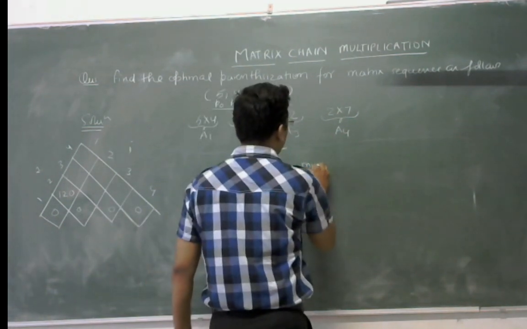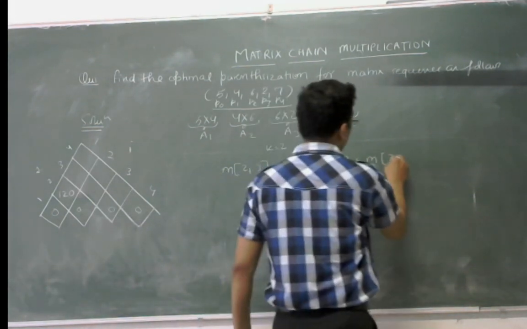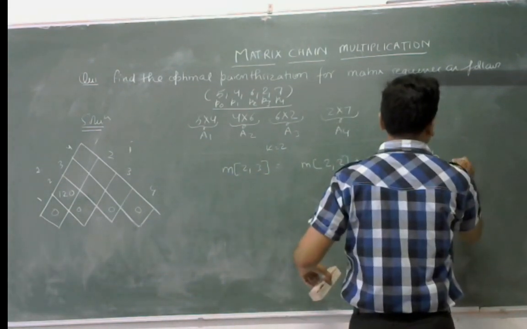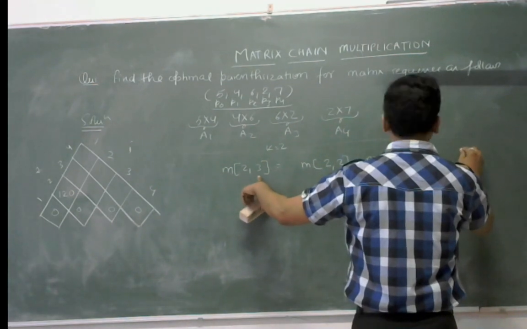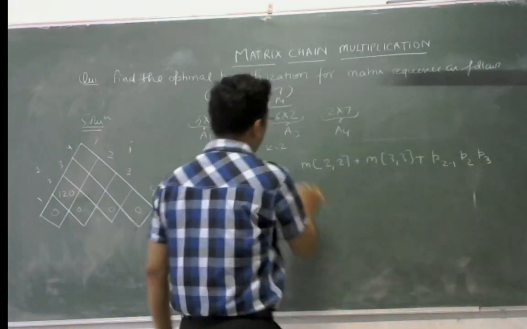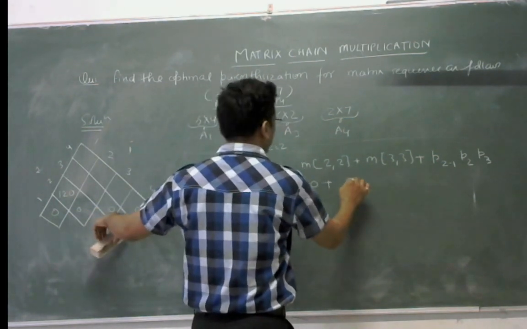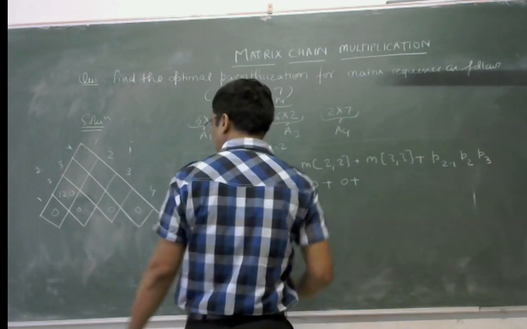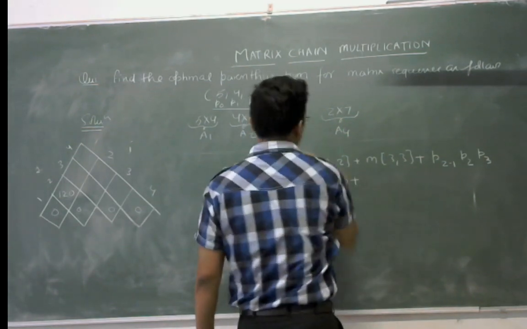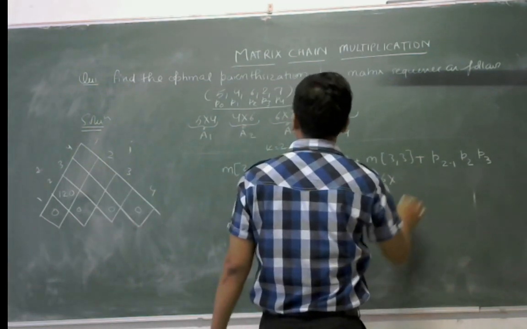So it equals the minimum of M22 plus M33 plus P(i-1) Pk Pj. Here i is equal to 2, so 2 minus 1, k is equal to 2 and j equals 3. So M22 is equal to 0, M33 is equal to 0, plus P1 equals 4 cross P2 equals 6 cross P3 equals 2.